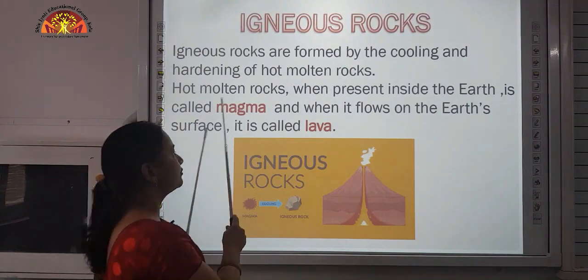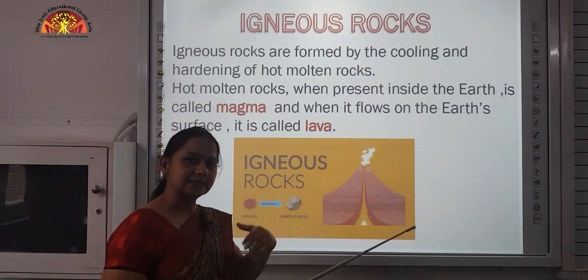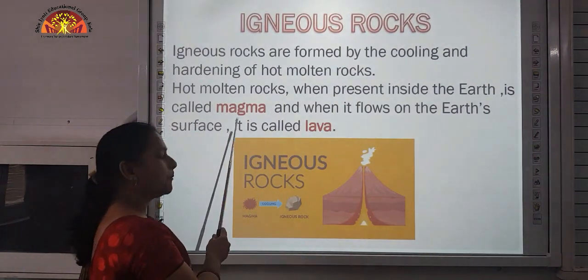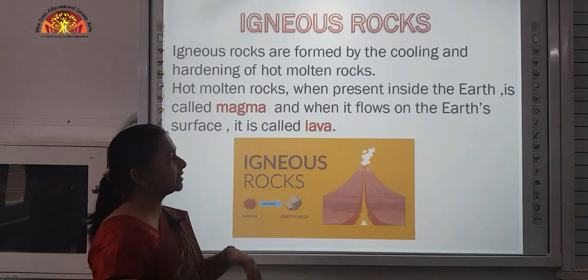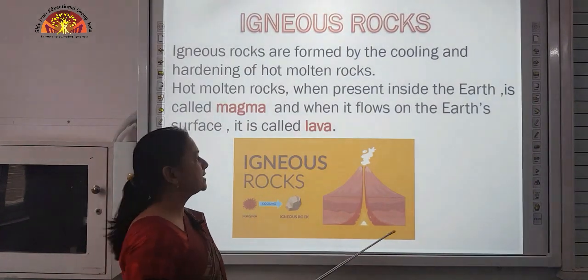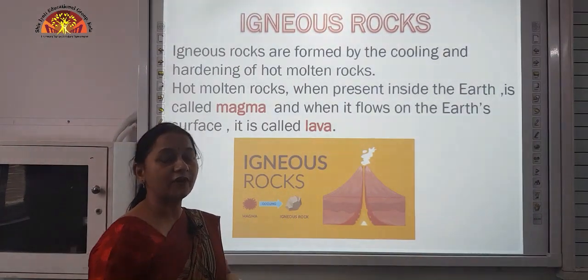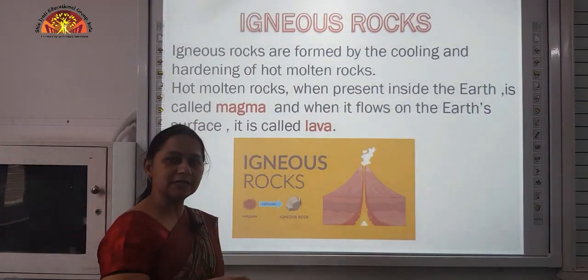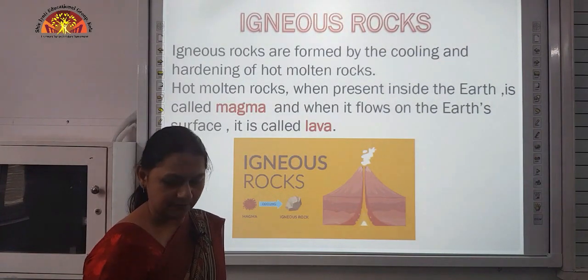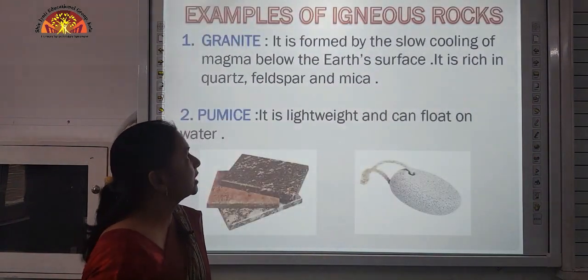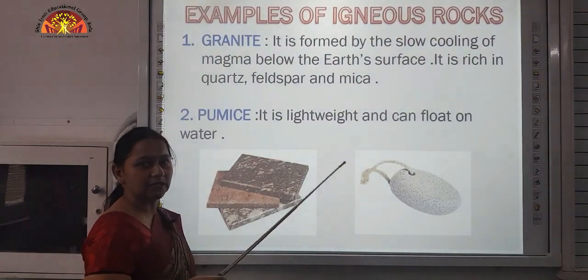The hot molten rock, when it is present inside the earth, is called magma, and when it comes out on the earth's surface, it is called lava. So 95% of our earth crust is made up of these igneous rocks only. Now we are going to take up the examples of these igneous rocks.